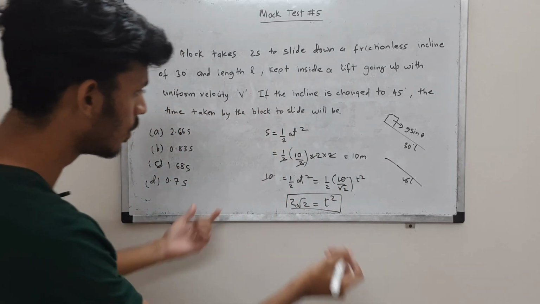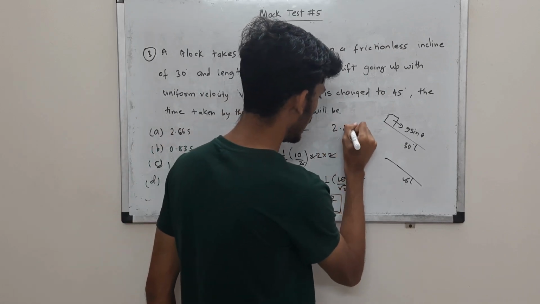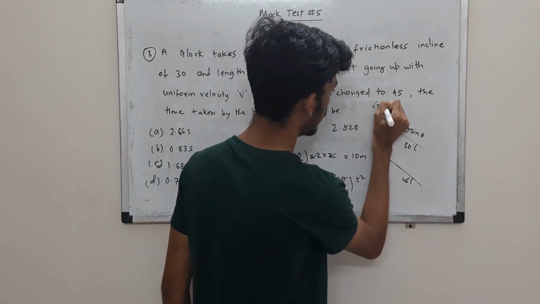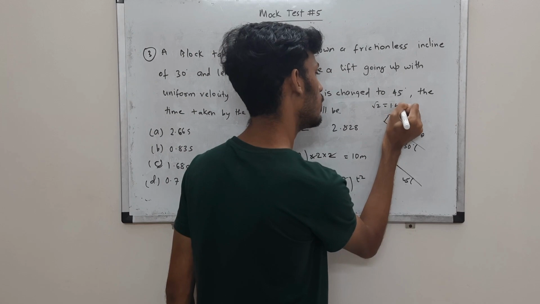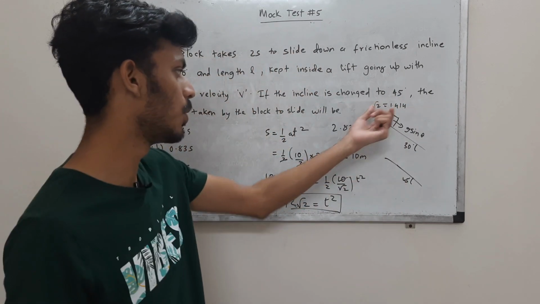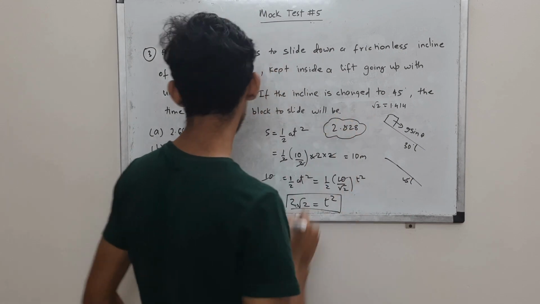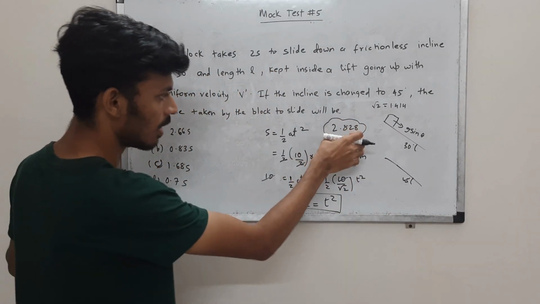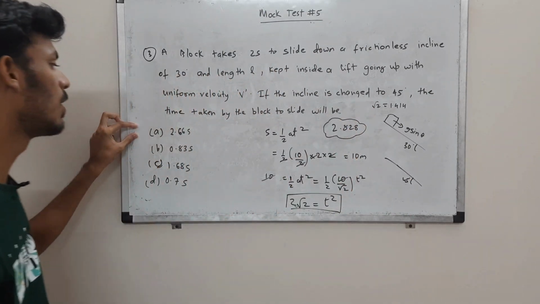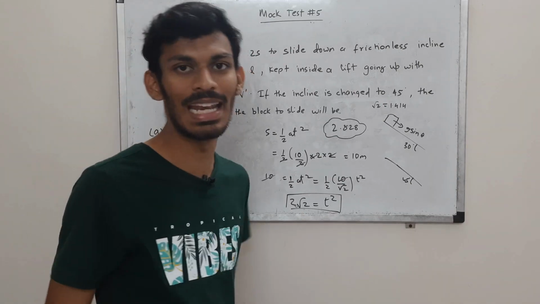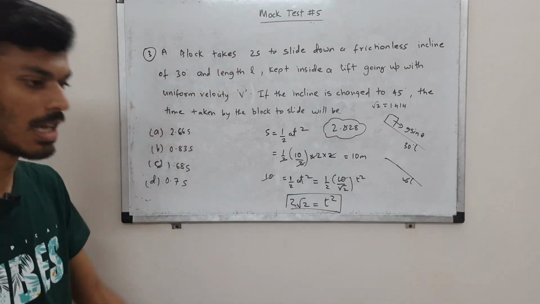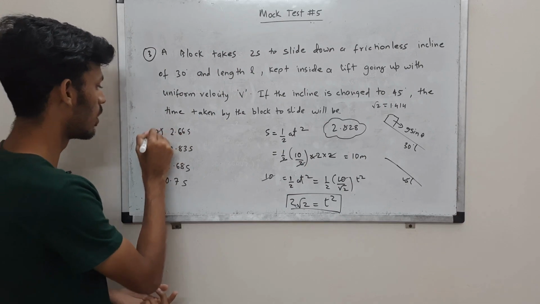So 2 root 2, if you see, it is 2.828, right? Because root 2 is 1.414. So you can multiply it by 2. So 2 root 2 will be this value. So you can square each of these values. So t square should be around this value. If you square a number greater than 2, the square will of course be greater than 4. So this is not the option.